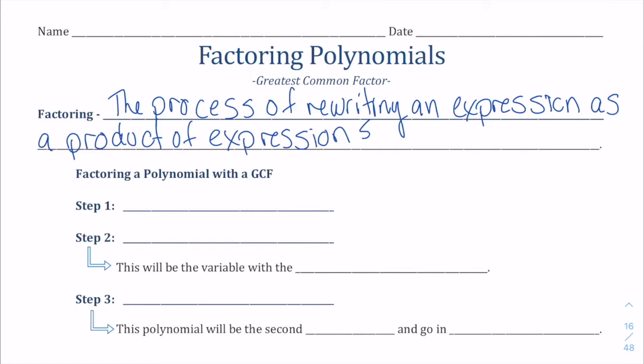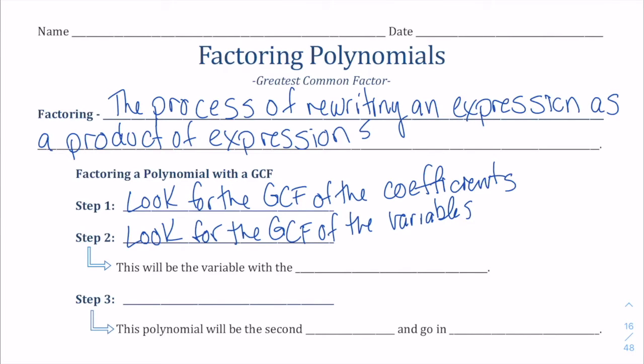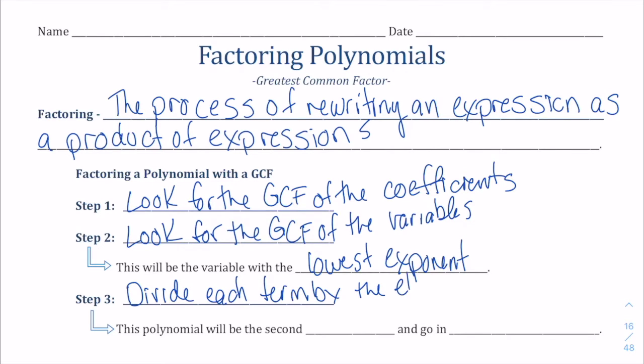So when we're factoring a polynomial with a GCF, our first step is to look for the GCF of the coefficients. Our second step will be to look for the GCF of the variables. The GCF of the variables will always be the variable with the lowest exponent. And then step 3 will be to divide each term by the entire GCF. This polynomial will be the second factor and go in parentheses.